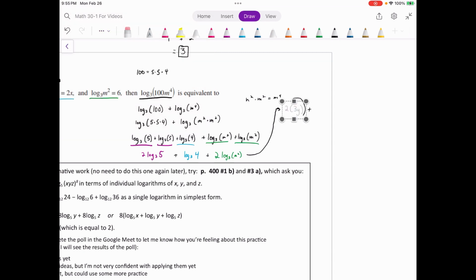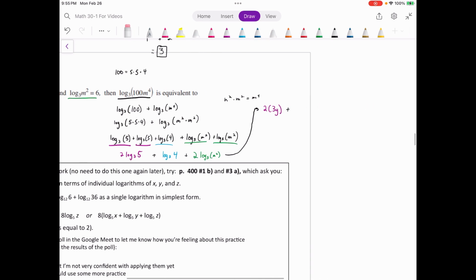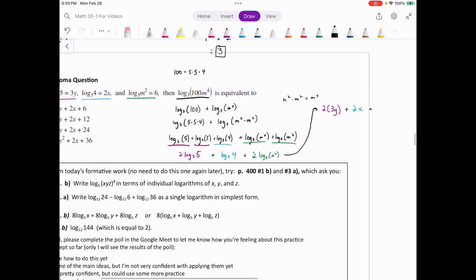Just going to keep my color coding going there for one more step. Okay, plus log base 3 of 4 is just 2x plus 2 log base 3 of m squareds, which I know is just 6. So plus 2 6's. And again, could have just gone ahead and said 6 plus 6 in that step, but just decided to combine the like terms there.